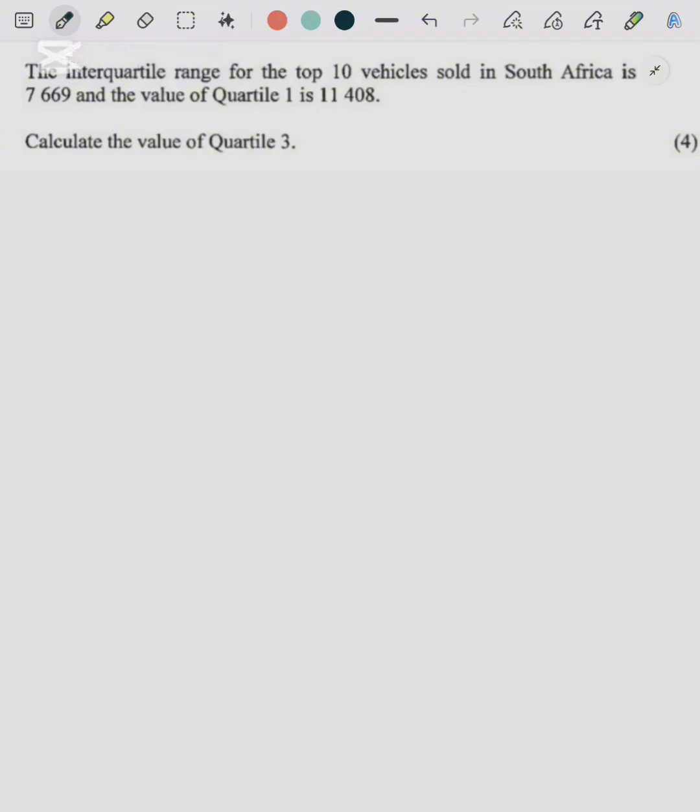Well, we start by saying, what do we know about interquartile range? We know the interquartile range is Q3 minus Q1. Fill in the values we know. Our answer should be 7669, Q3 is the thing we don't know, and we know Q1 is 11,408. How do I find the missing value?